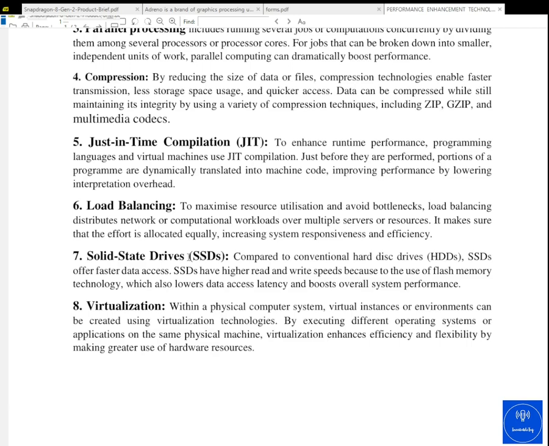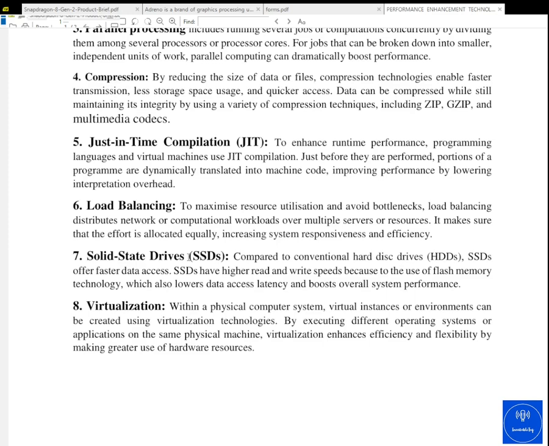So basically to enhance runtime performance, programming languages, those languages that are used to develop computer programs, and virtual machines use just-in-time compilation. So before they perform, a portion of a program is normally translated into machine code. Now, that portion is translated, then the rest are going to be translated later as the processing continues. So why is it done that way?